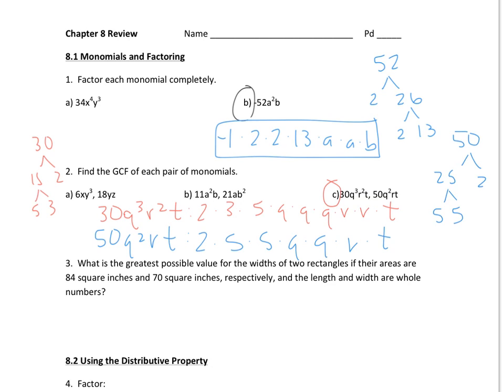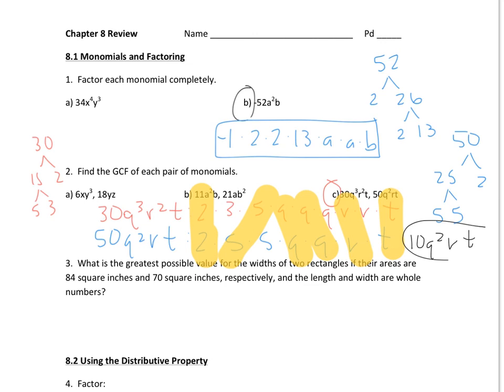Now I'm going to circle, or in this case highlight, what the two have in common. So let's see here, they share a 2, 5, 2 q's, an r, and a t. So the GCF of these two monomials is 10q squared rt, because 2 times 5 is 10.